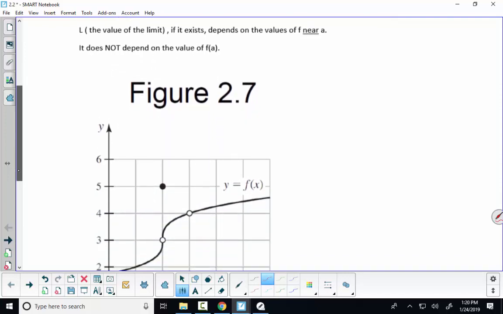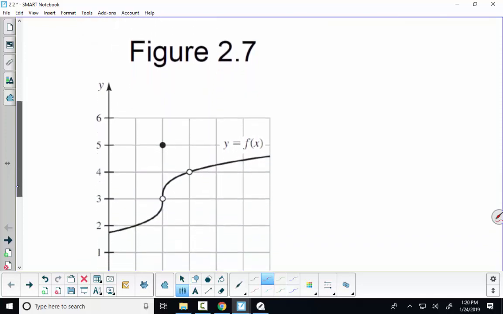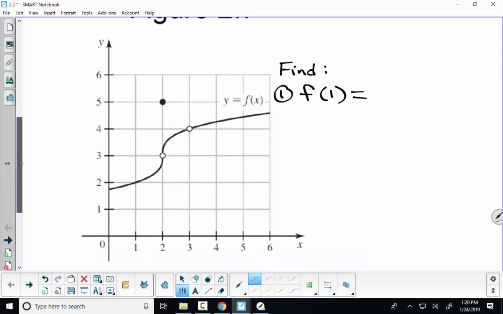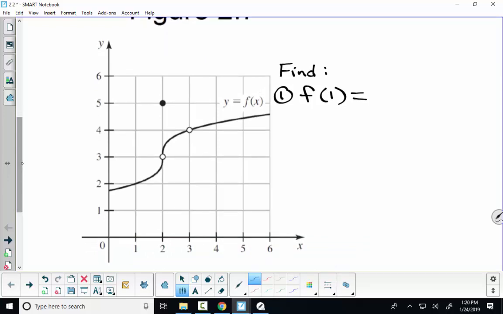For example, if we look at this figure here, hopefully we can make a little more sense out of that definition and what it means to actually look at a limit. Given this figure, let's find a few things. One, let's evaluate f of 1. So what's f evaluated at 1? Yeah, f of 1 is equal to 2.